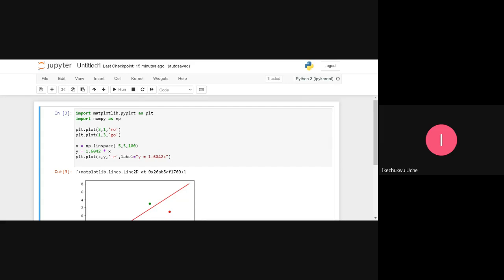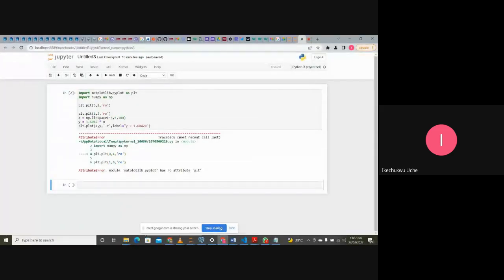Do you see my screen? It's not loading. Okay, I've seen it now, with the attribute error. It says matplotlib doesn't have the attribute plt. Matplotlib.pyplot. But have you installed it? Did you use Anaconda to install it?